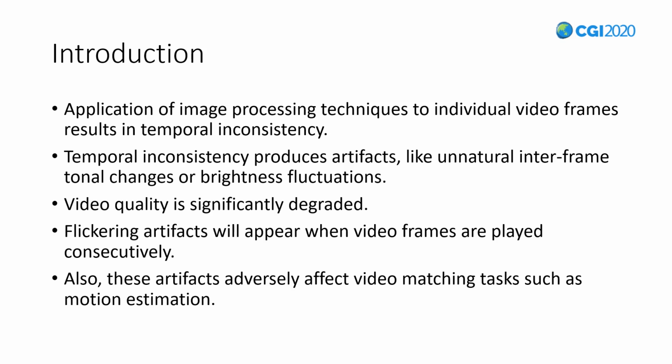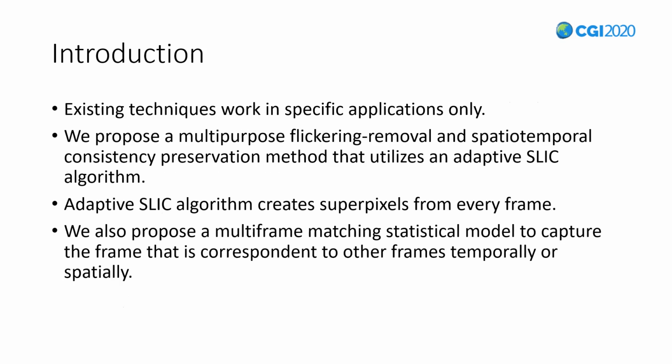Flickering artifacts may not be visible when individual frames are viewed separately. However, they will appear when the video frames are played consecutively. Also, these artifacts adversely affect video matching tasks such as motion estimation. Several researchers have proposed various methods to overcome this problem. Nevertheless, existing techniques work only in specific scenarios.